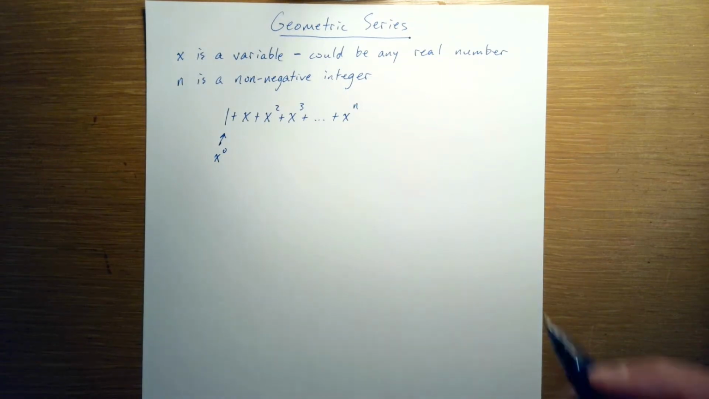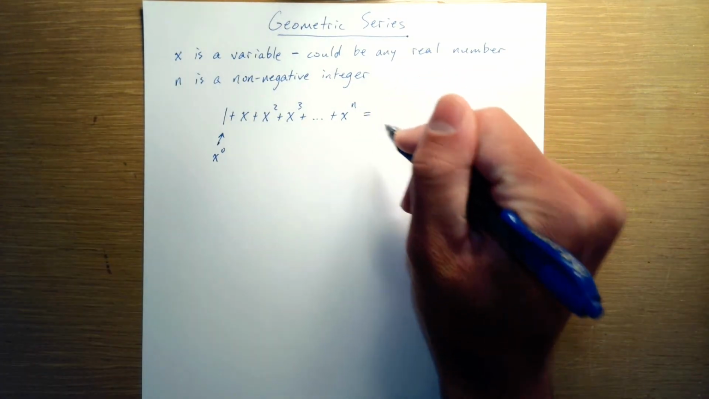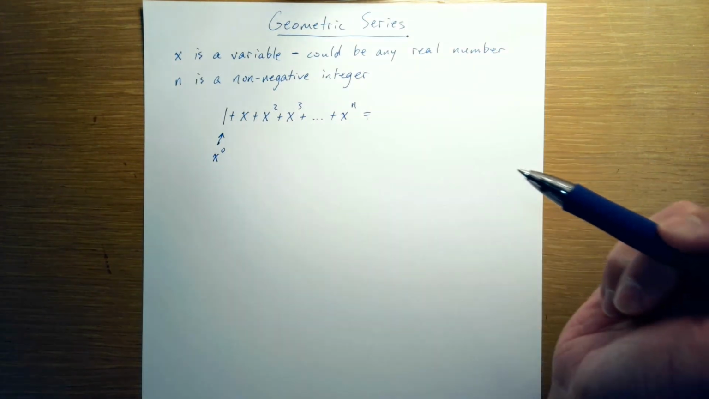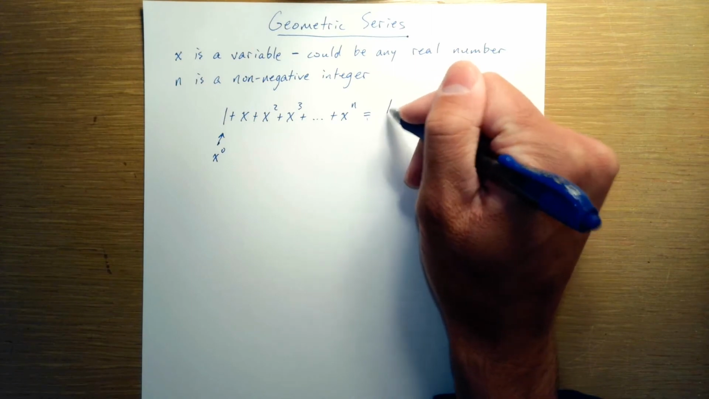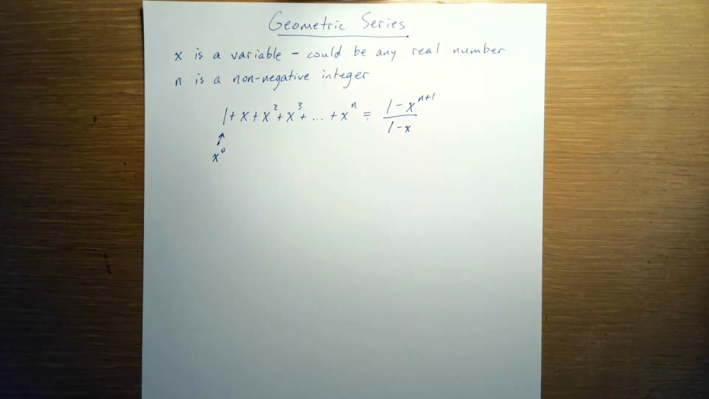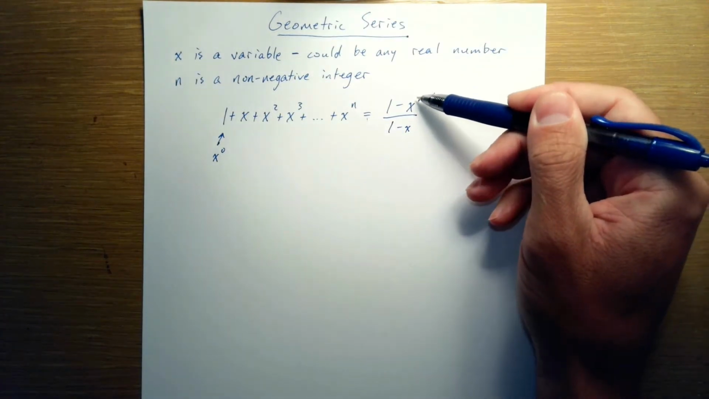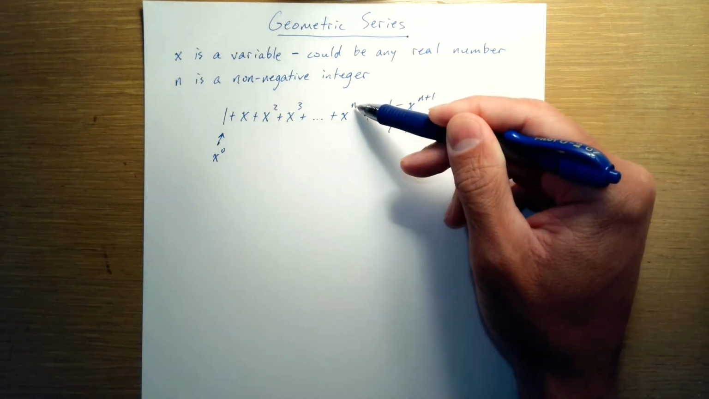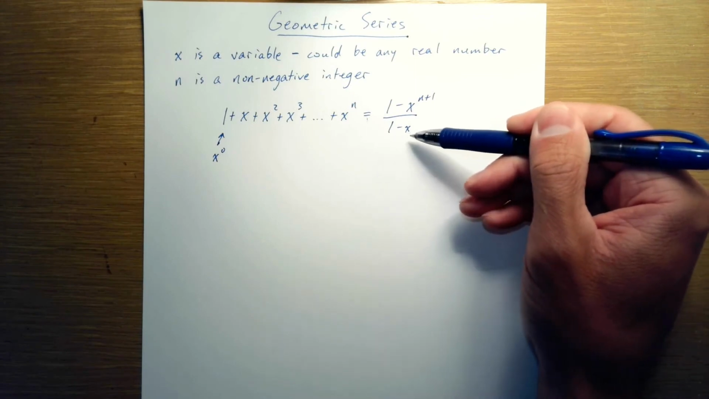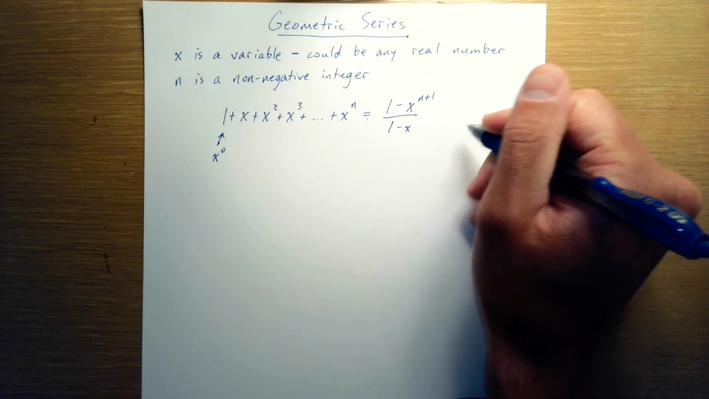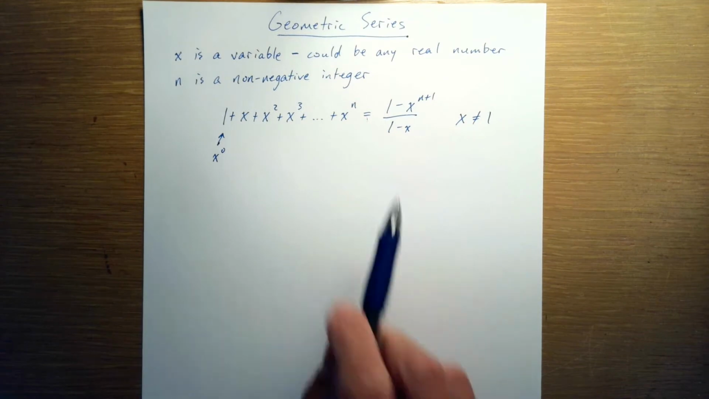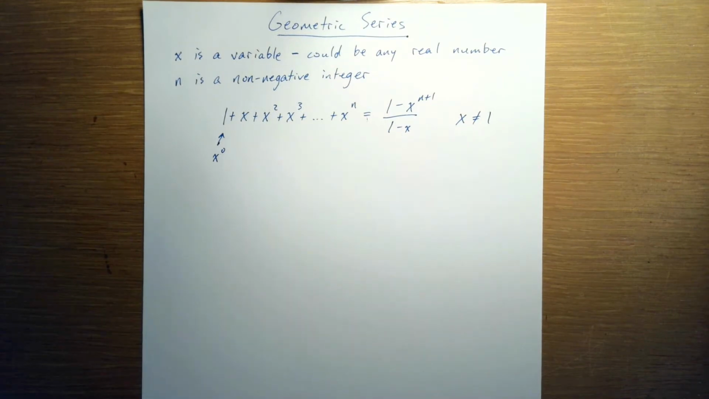In particular for this video, we're interested in using the formula, and it turns out that this sum, which has a bunch of terms in it, mostly contained within these dots, is actually equal to 1 minus x to the n plus 1 over 1 minus x. Notice the power on the right hand side is 1 greater than the highest power on the left hand side. And the denominator is always 1 minus the variable. Also notice that this formula only holds if x is not 1. Otherwise you would divide by 0 in the bottom, so the formula just doesn't work.